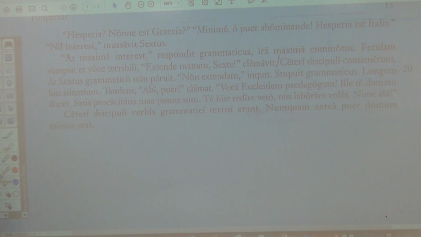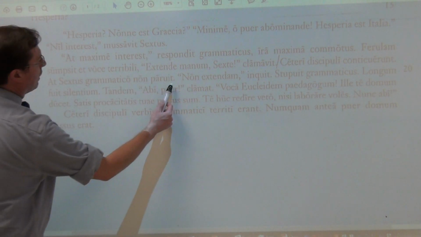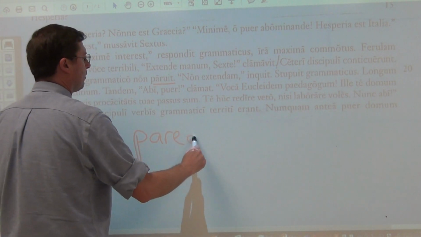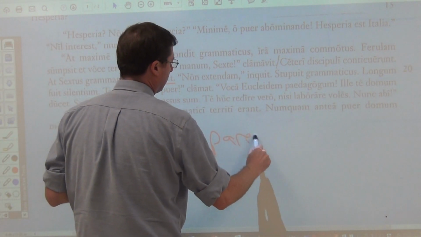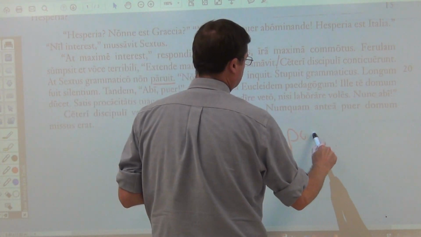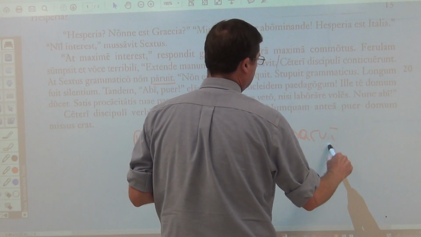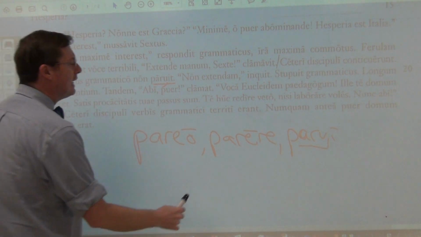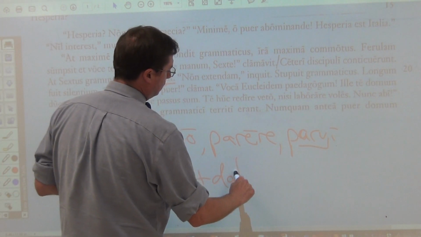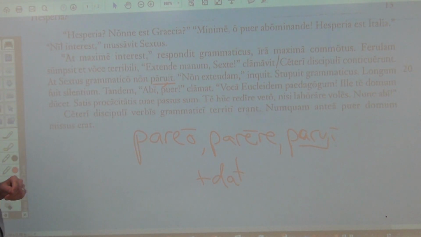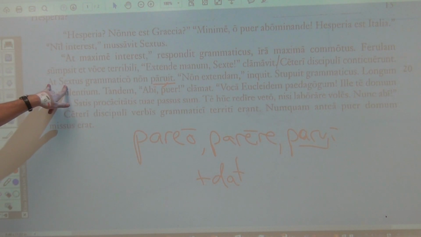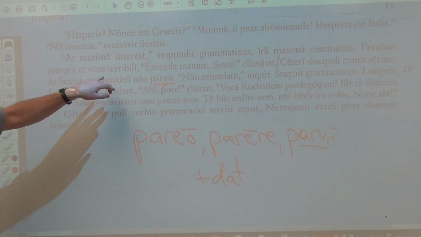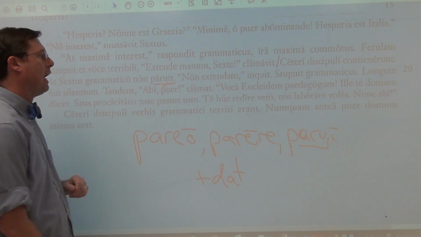At sextus grammatico non paruit. Paruit comes from the verb not paro, parare, but pareo, parere. And of course the third principal part, parui, and there it is, the perfect stem, the perfect ending, but it means to obey, and it takes a dative because it's one of the special verbs that when you obey someone, you are giving obedience to them. But Sextus did not obey the dative teacher. Dative because that verb requires it.